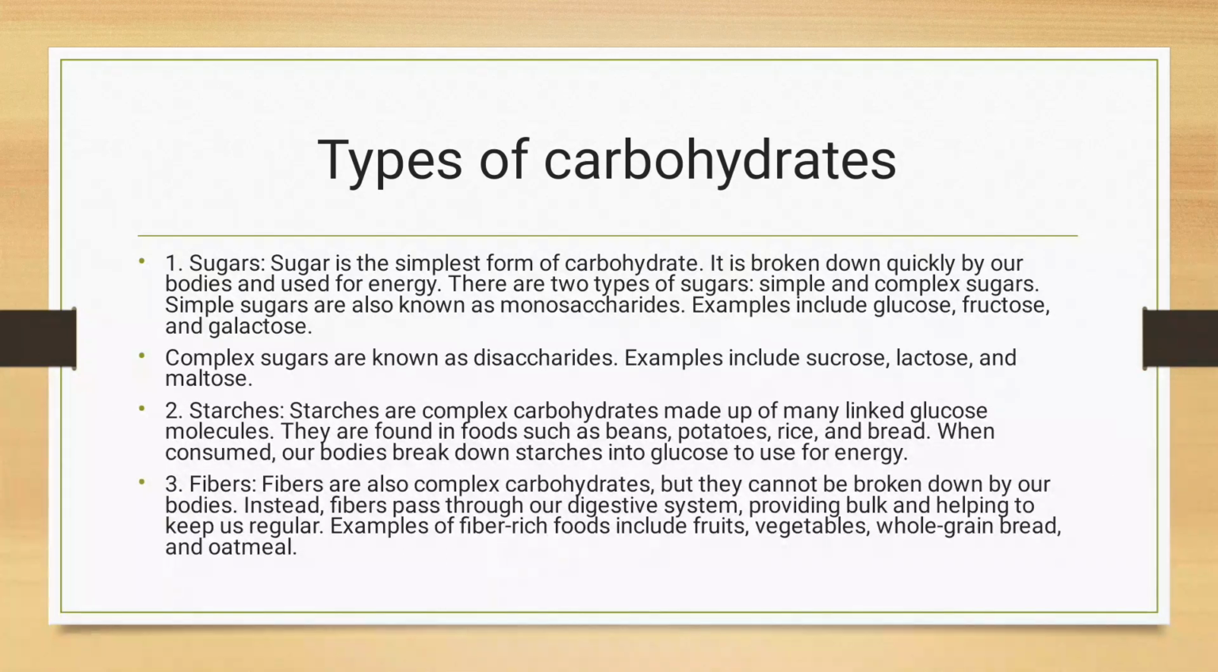Sugars are the very simplest form. There are two types, simple and complex sugar. Then starches are the complex carbohydrates. Fiber is also a complex carbohydrate. Simple sugar is also known as monosaccharide, a single molecule. Complex sugar is also known as disaccharides.